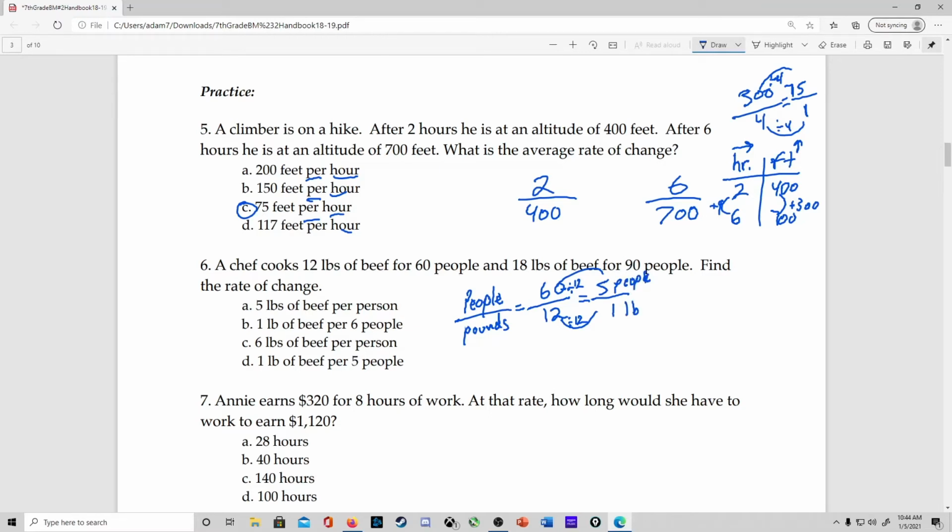So let's look if we can see that. 5 pounds of beef per person. Well, that's not what this says. 1 pound of beef per 6 people. That's not what this says. 6 pounds of beef per person. No. 1 pound of beef, right, per 5 people. So that's going to give us D.